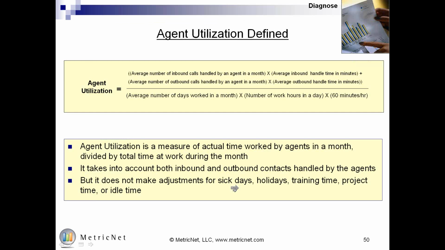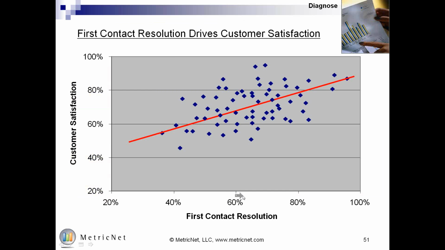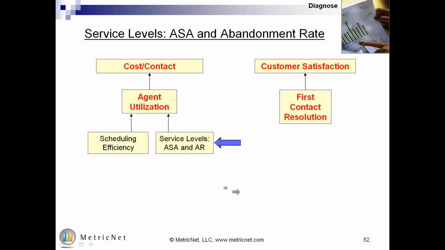per contact. What about FCR, first contact resolution rate? Well, as that number increases, so too does customer satisfaction. The blue diamonds here are data points. The red line is the linear regression through the data. You can see here that as the first contact resolution rate improves, so too does customer satisfaction improve. And here the relationship is roughly 1:1. Every 1 percentage point increase in FCR yields an approximate 1 percentage point increase in customer satisfaction. Let's move on now and look at the drivers of agent utilization.